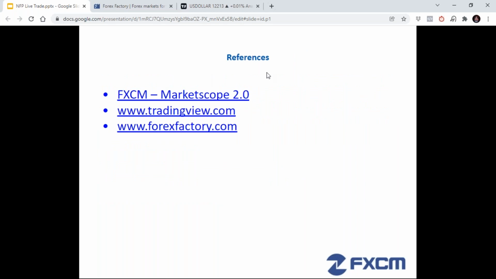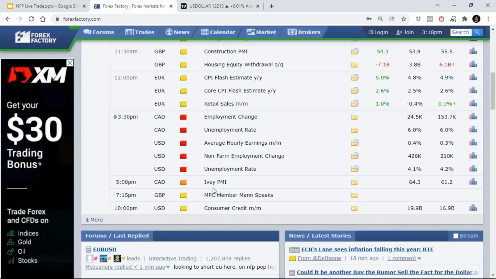And just in terms of our references, we'll be trading on MarketScope 2.0. I'm going to have Trading View open as well. I probably won't reference it, but I'll show you what I'll use it for in a moment. And of course, Forex Factory. So we'll just see what the non-farm payroll numbers are, coming out in about 7.5 minutes.